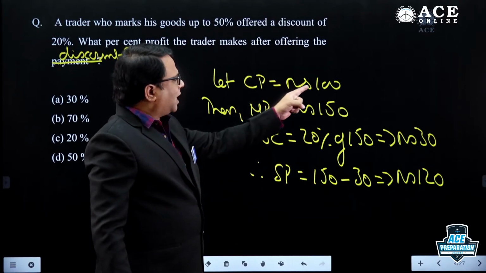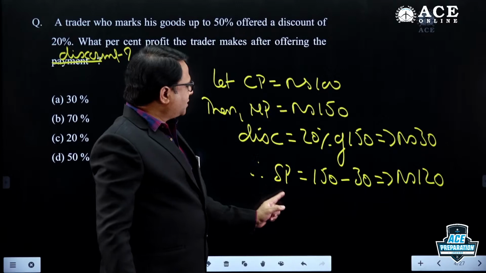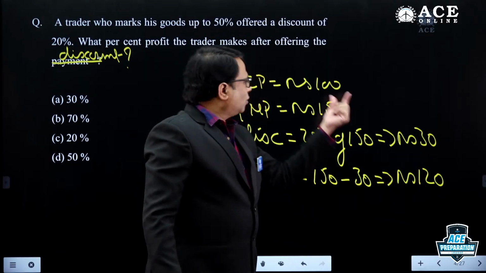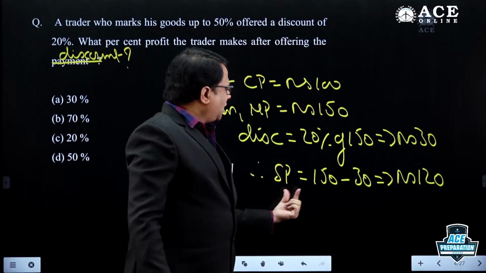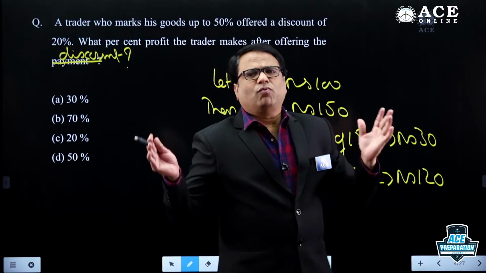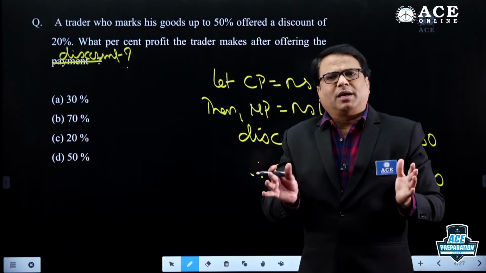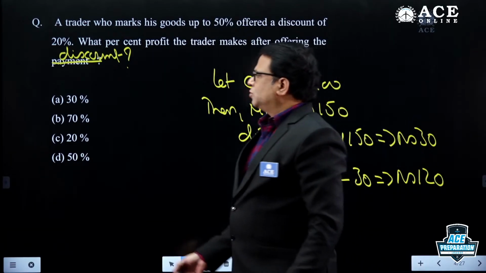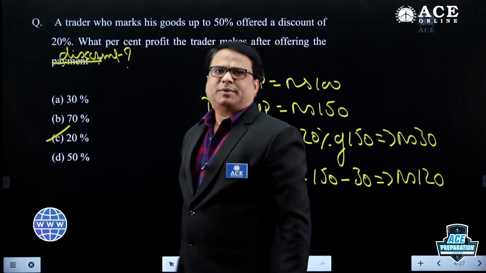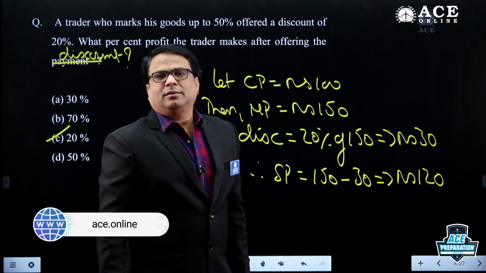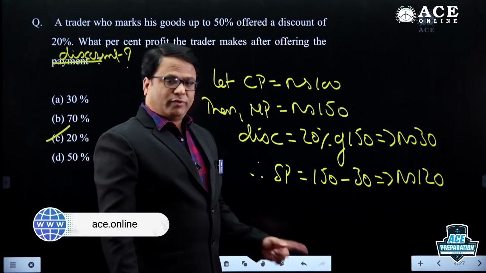When cost price is 100 rupees, selling price is 120 rupees. Cost price is 100, selling price is 120. So it's very clear the profit made by the trader is 20%. So we take the profit as 20%. Right? Come on, let us go for the next question.